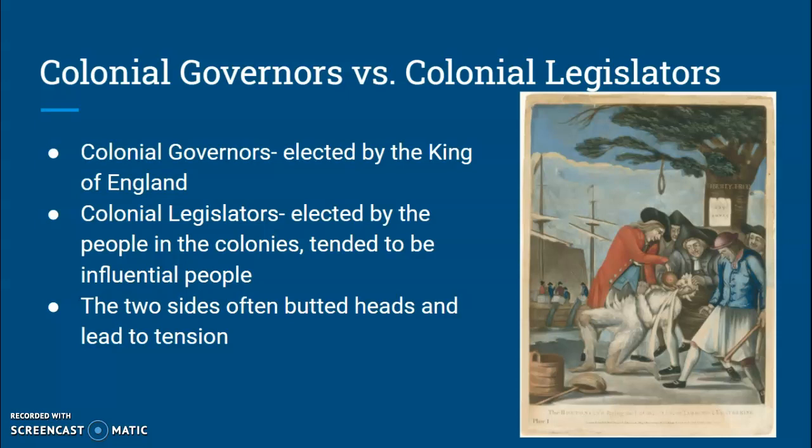king wants. On the other hand, you're going to have people in the colonies practicing self-government, and they're going to elect their own people, and these are going to be called colonial legislators. And these colonial legislators tend to be rich, influential people, kind of similar today, like the House of Representatives and the Senate. You know, most of those people tend to have money today. And very often, these two sides butted heads, and there's a lot of tension between them because you have colonial legislators which are trying to do what the people want, and then colonial governors trying to do what the king wants.